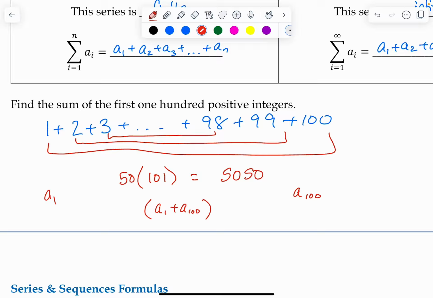We added those together, and then we multiplied it by, well, how many terms did we have? We had 100 terms. We divided that by 2, because 100 terms led to 50 pairs. And so the formula is actually the number of terms divided by 2 times the value of the first term plus the value of that nth term.